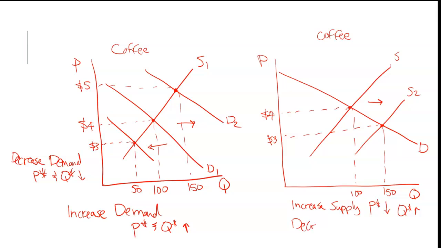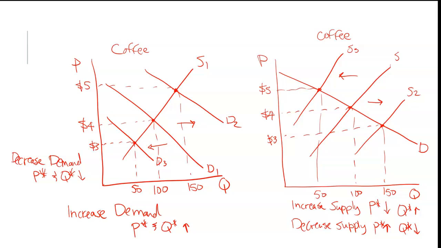We could also have a decrease in the supply curve. So a decrease in supply, maybe input prices went up. There was a drought this year and it was difficult to grow the coffee, so the coffee beans are more expensive. So a decrease in supply, this curve shifting to the left, is going to result in a higher price and a lower quantity. So decrease in supply curve, price goes up, our equilibrium quantity goes down.